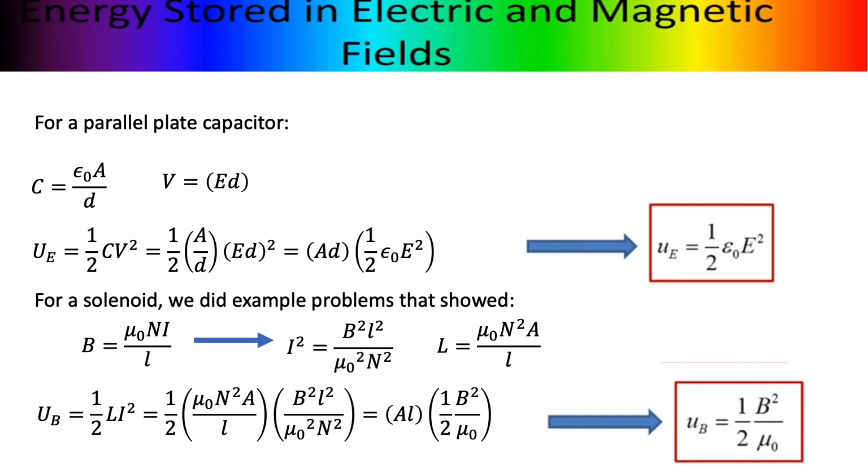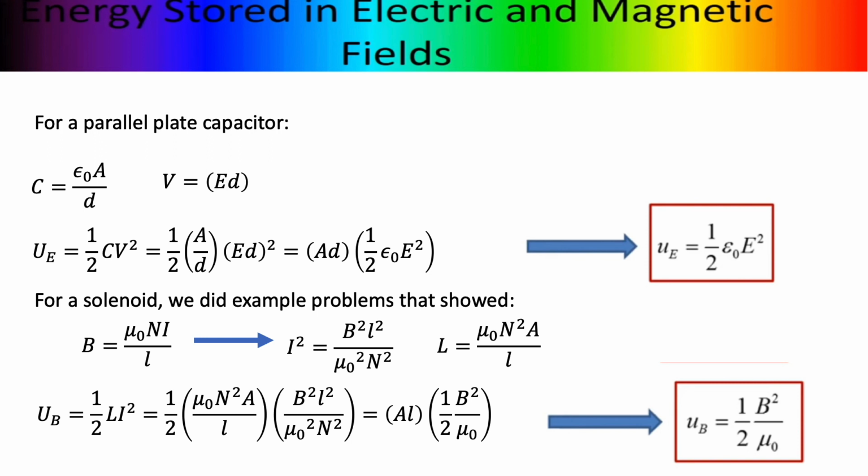Once we simplify everything, we get the equation shown, which is A times L, which is the cross-sectional area times the length of the solenoid, times 1/2 B squared over mu sub 0. But A times L is the volume that the magnetic field is going to be in, and so to get the energy density, we just divide out that AL, and we're left with the equations shown here. So these are the two important equations for energy storage.